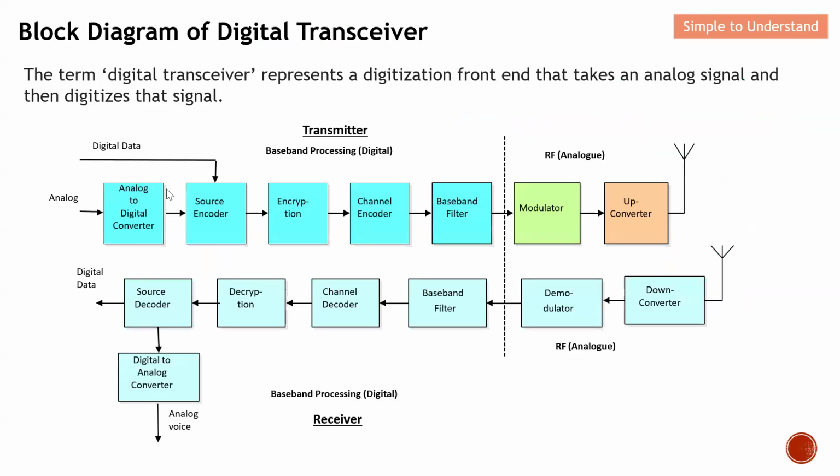Next, we have done the analog to digital signal, we have done the source encoder, we have done the encryption. Next will be the channel encoder.